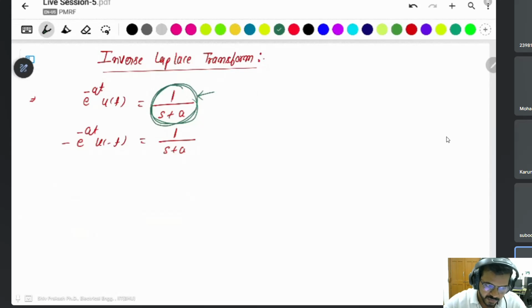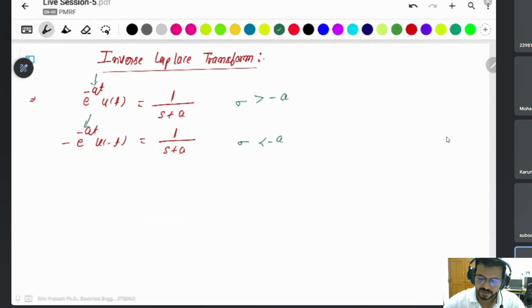Why? Because the ROC is not given. This answer is correct when the ROC is right sided, which means greater than this value, minus a. The other answer is for when the ROC is less than this value. If the ROC is given, then you can easily find the exact answer of this inverse Laplace transform.